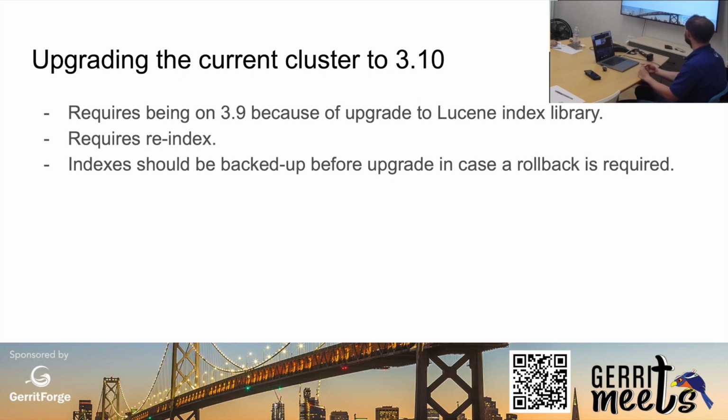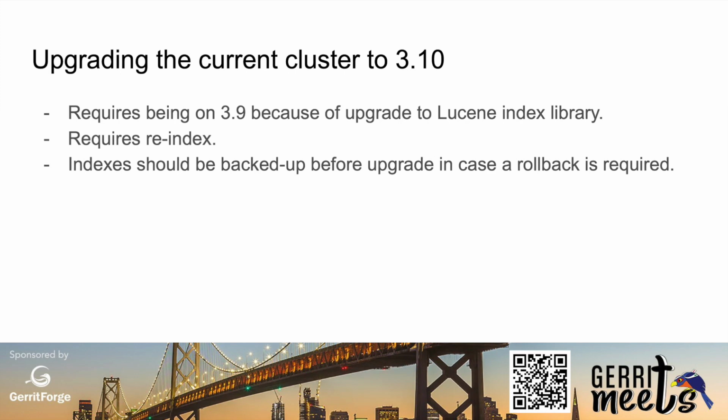And indexes should be backed up before upgrading in case a rollback is required. What we've noticed in our own testing is that when rolling back to 3.10, as we had to do, it actually messes up the indexes that were already existing in 3.10. So you need to have a backup. That could be as easy as copying the files over from a different node if you have the option. But if you don't, then you need to have a backup. So just something to keep in mind.